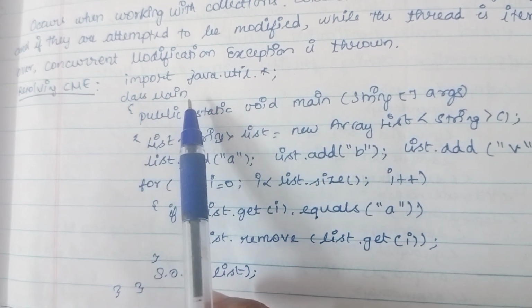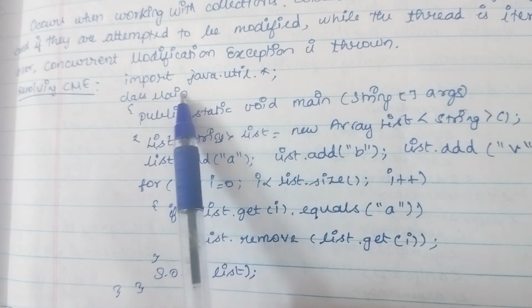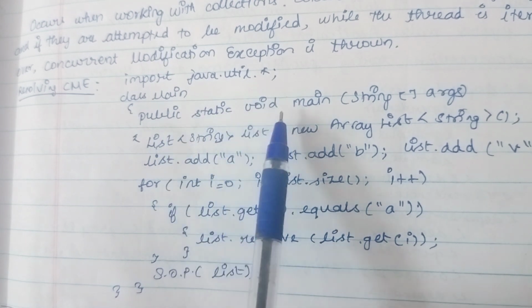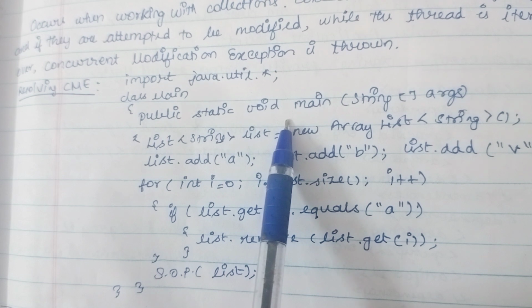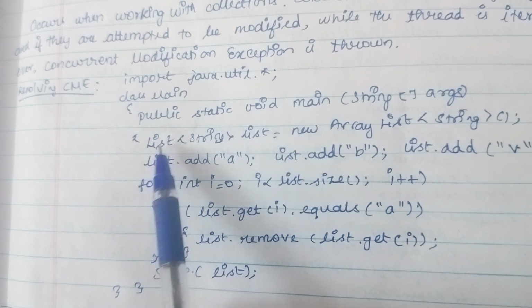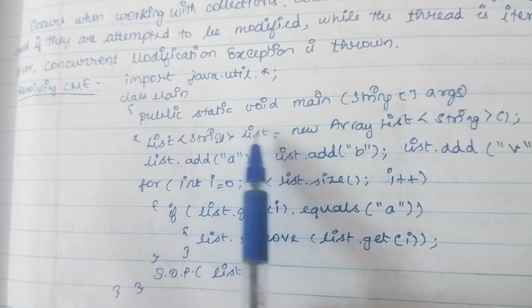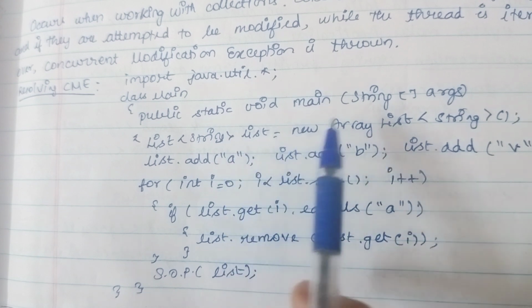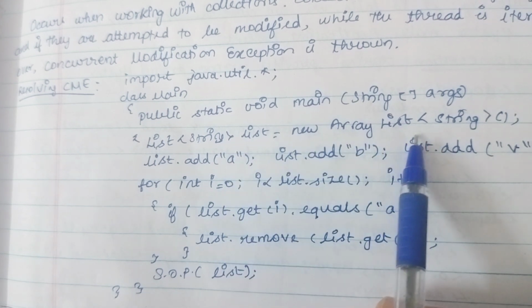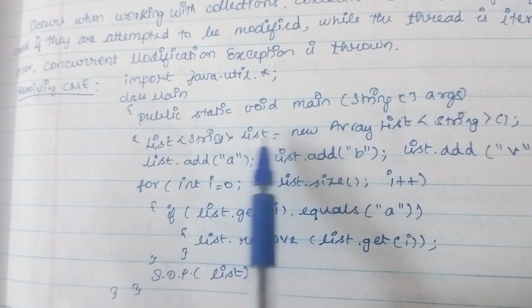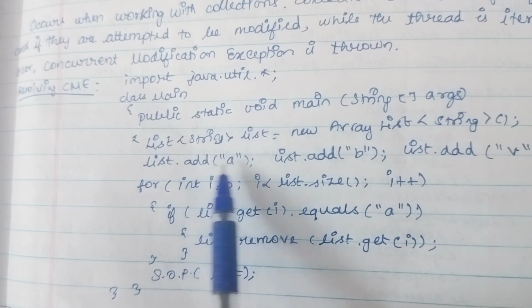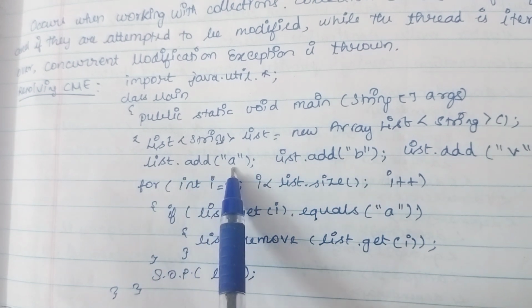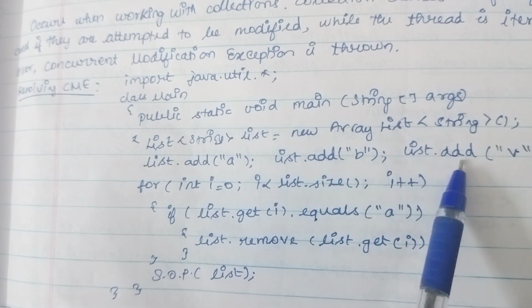See here, we have a class. So import java.util, class Main, public static void main. I have declared a class. What I'm going to do is, I have declared a list of string, which is a new array list. And I'm going to add all the elements within the list. So list.add of string, and I have all these elements.